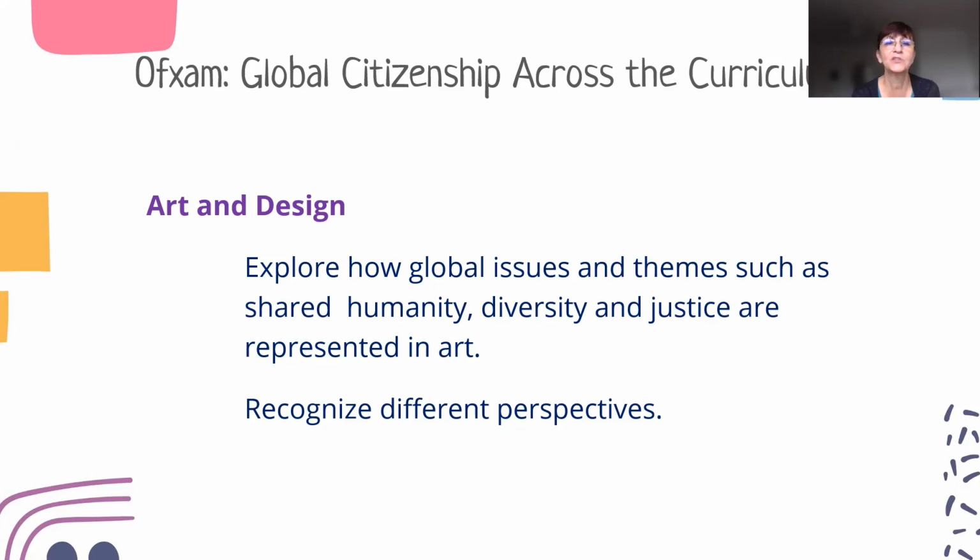So the first example I have is art and design. If you are a primary school teacher, very likely you are doing creative arts with your learners in some way, whether it's visual arts, drawing, or music, or dance, but especially, I would say, music or visual arts. You can use these art forms to help students explore how global issues and themes, such as shared humanity, diversity, and justice, are represented in art. You can also use art forms, different examples, to illustrate different kinds of perspectives.